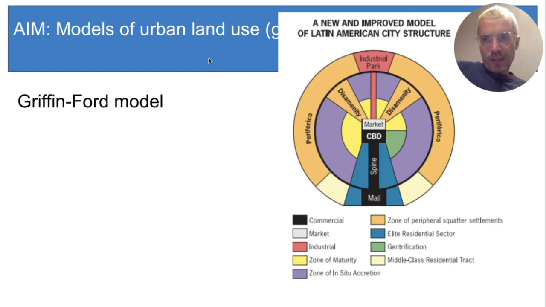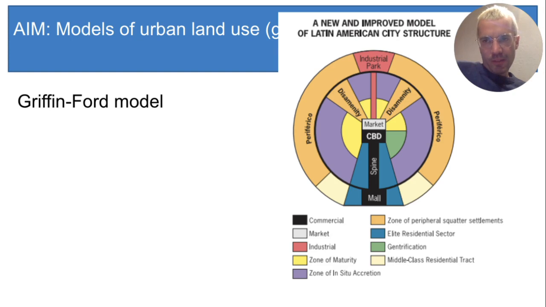Now let's look at cities in developing countries, specifically those that were former European colonies. A commonly used model to describe these cities is called the Griffin-Ford model. And although this model was used initially to describe cities in Latin America, it has features that are common to cities in many developing countries. First, in the center of the city is a CBD built by Europeans during imperialism.